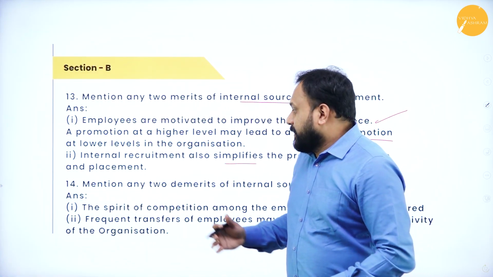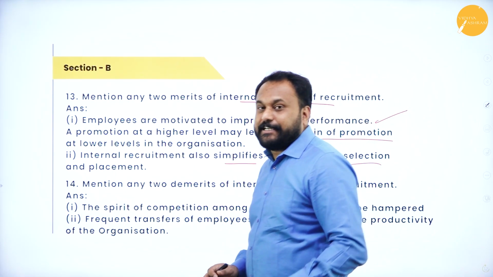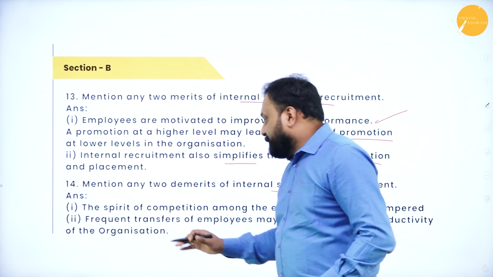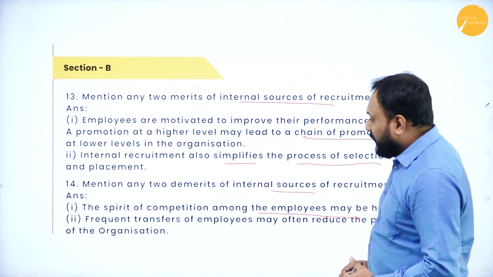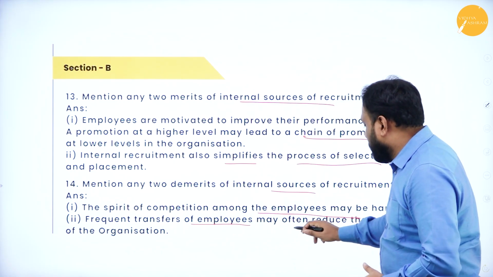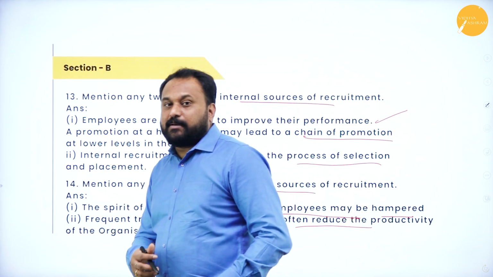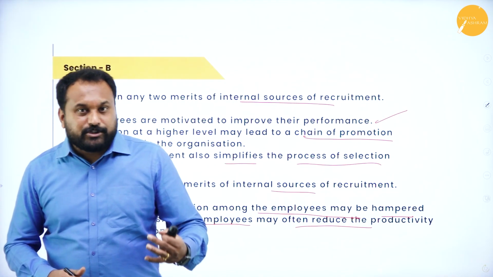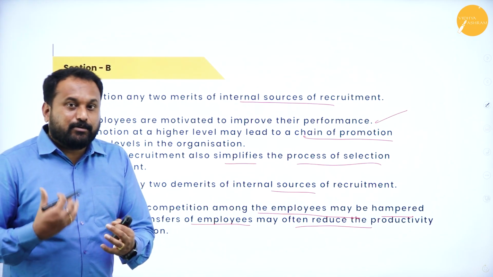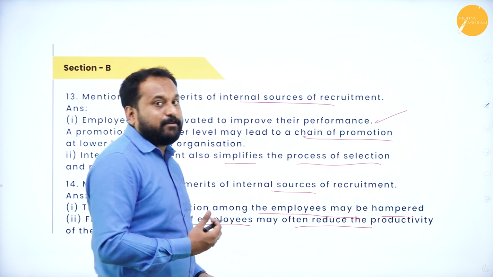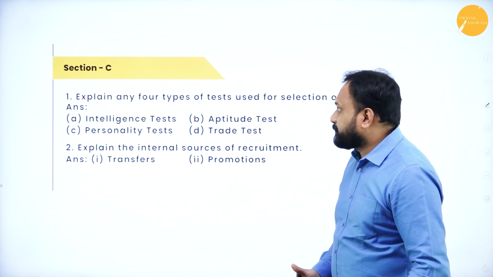Mention any two demerits of internal source. In the two demerits of internal, the spirit of competition among the employees may be hampered. Frequent transfer of employees may often reduce the productivity of the organization. Don't just think about the transfer or promotion, think about the mentality or the ability to do work also. You can write more points in the demerits of internal recruitment.